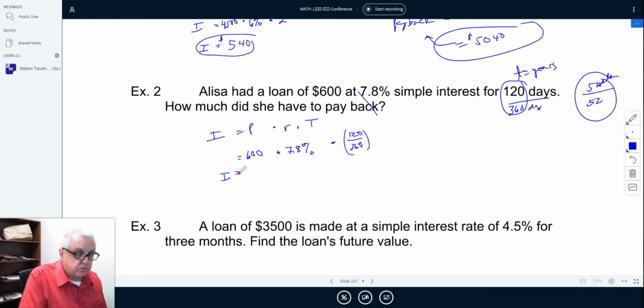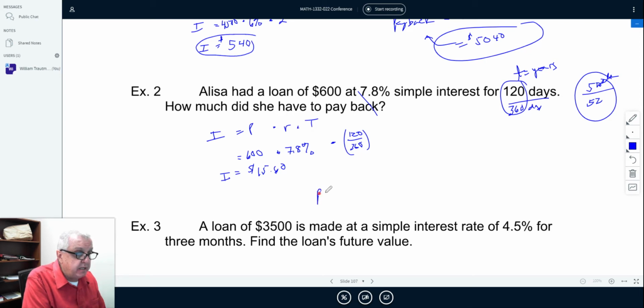So our interest, when we multiply all this together, 600 times 7.8%. I hit the percent sign. Times parentheses fraction 120 divided by 360. And I get $15.60 for interest. So how much did she have to pay back?